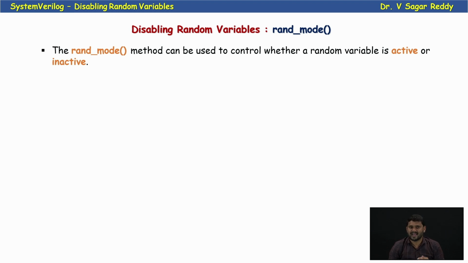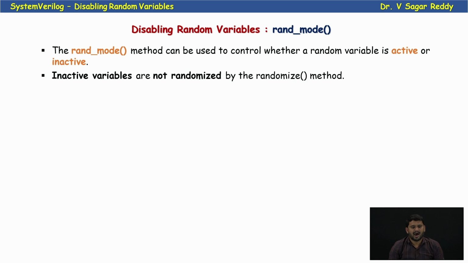So we'll set variables as active or inactive. All inactive variables are not randomized by the randomize method. All random variables are initially active. If we use rand_mode, we can make some random variables inactive. In that case, the randomize method won't assign random values to those variables.